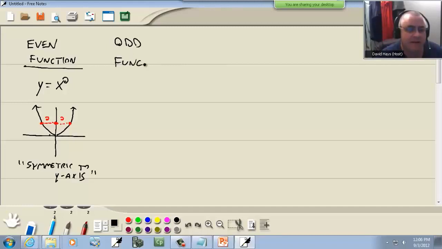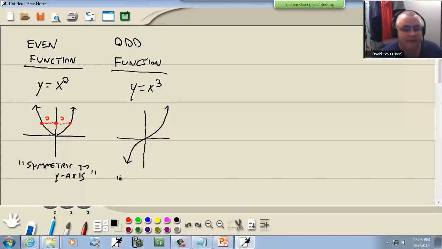Well, let's take a look at an odd function. y is equal to x to the third is an odd function. The graph looks like this right here. And what makes it an odd function is the fact that it's symmetric to the origin. It has nothing to do with the odd power. I mean, it has a little bit, but you can't use that as your reasoning, because I could give you a different problem with an x to the third that is not an odd function. So again, it's symmetric to the origin. That's why it's an odd function.